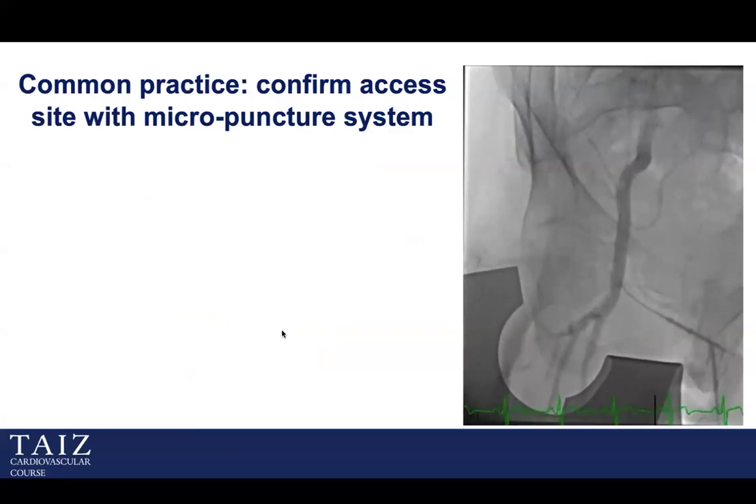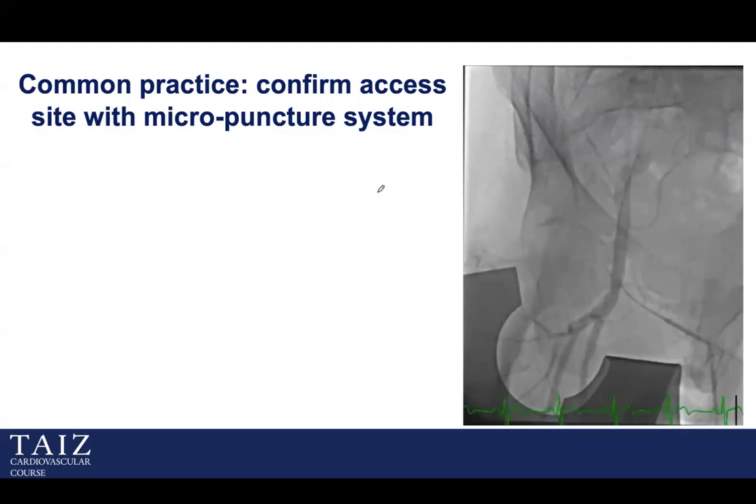Most people nowadays will use micropuncture and then will use a micropuncture dilator or sheath to take a picture. And I think that's really helpful before you upsize to a bigger sheath. So you do a micropuncture sheath. The micropuncture dilator is about 3 French. So 3 French is very small. And as you see here, this is the micropuncture, and you take a picture.